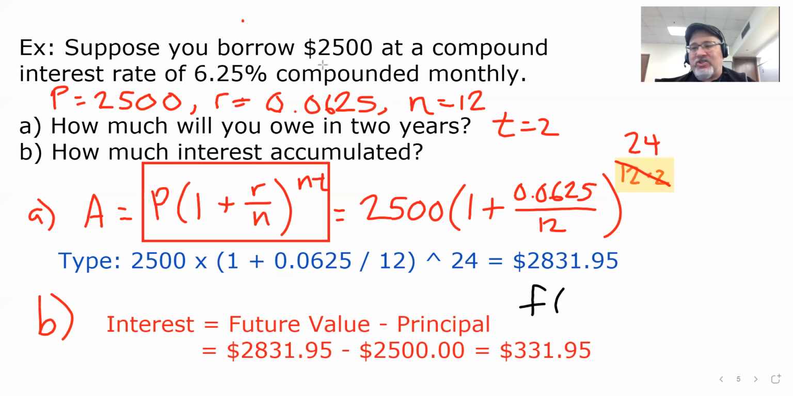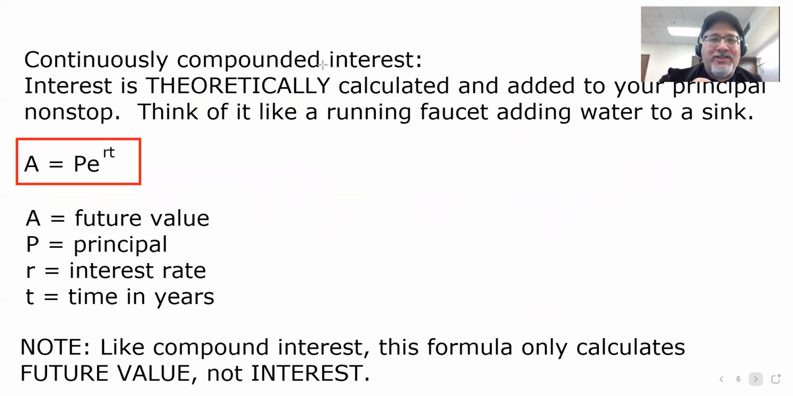Now, if that made sense, great. And if it didn't make sense, that's okay, because here's what you need to know. When you see the word continuously in a problem, this is the formula that you use. That's all you really need to know. You see the word continuously in an interest problem, you will use A equals P times e to the rt power. Now, before we do the last example and wrap this one up, I want to remind you that like compound interest, this formula only calculates future value, not the interest.